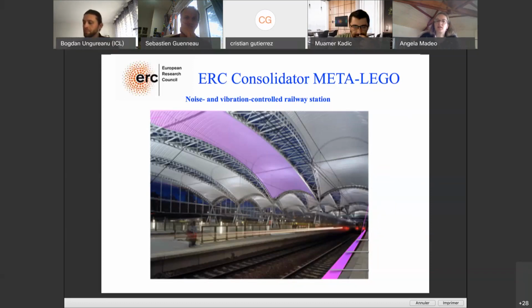So the same idea, you can think of a metamaterial which is coupled to the train rail, so as to absorb vibrations. And so how to connect this material to a network of classical materials to try getting this energy in specific patterns.